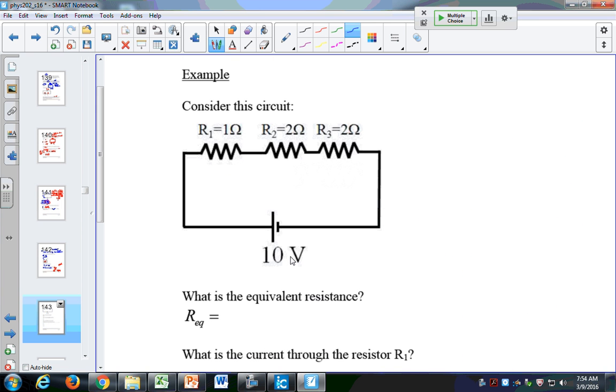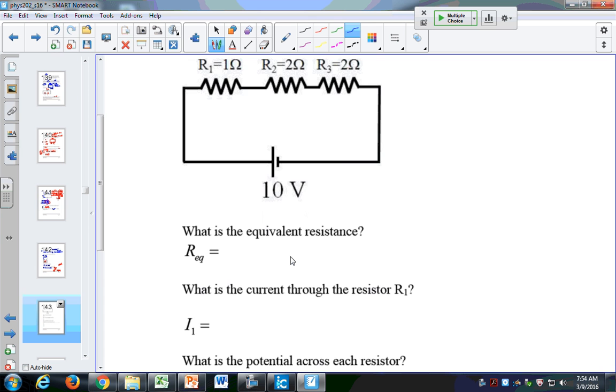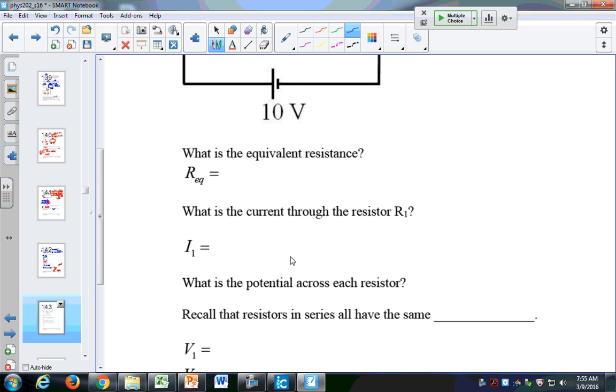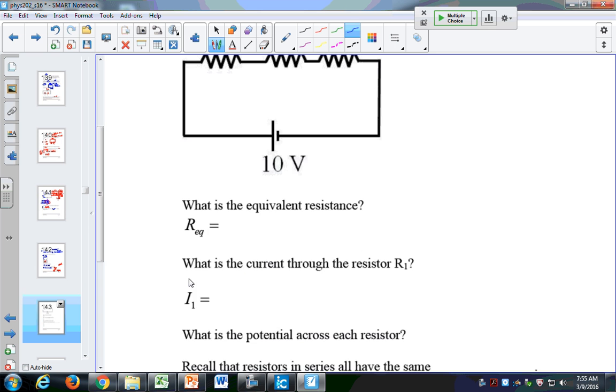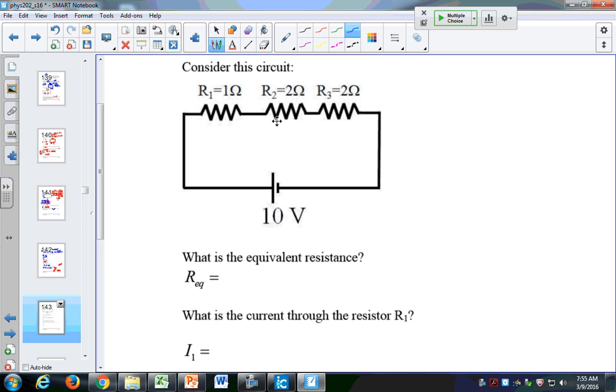All right, let's do an example. Let's say I have a 1, a 2, and a 2 ohm resistor in series. I want to know what is the equivalent resistance, what is the current through the resistor R1, and what is the potential or the voltage across each of those individual resistors? It'll just take a minute. I'll give you a head start, and I'll jump in there. Find the equivalent resistance, find the current through the equivalent resistance, and then find the voltage across each of those resistors.